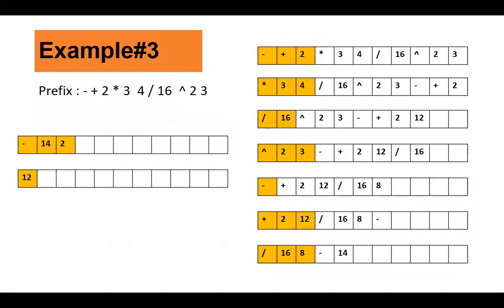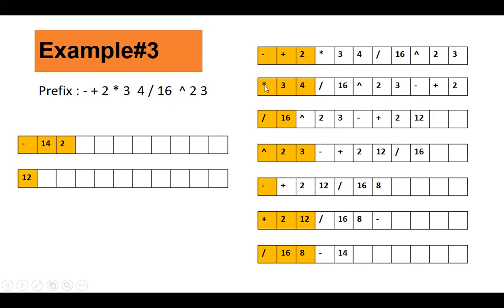This is another example. Again, this is a prefix expression: minus, plus, 2, multiplication, 3, 4. Fine. Again, the same concept. You read an operator, delete it, insert it. You read an operator not followed by operands, delete it, insert it. Now you read an operand, so directly delete it and insert it at the rear. Fine. So all these three items are deleted and inserted at the rear of the queue.